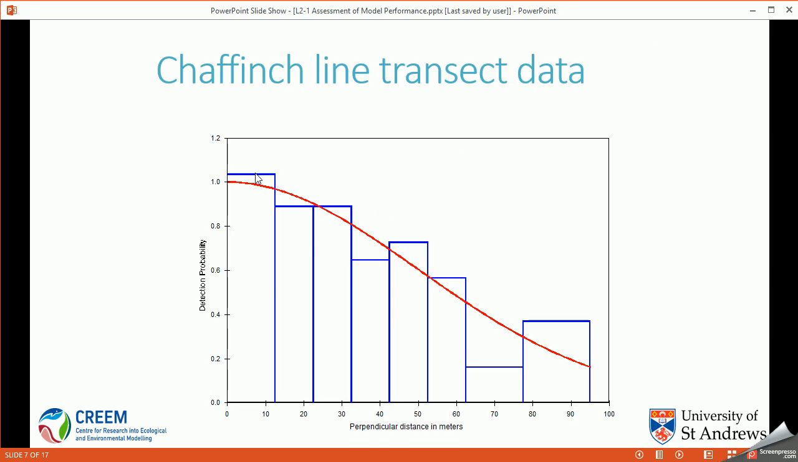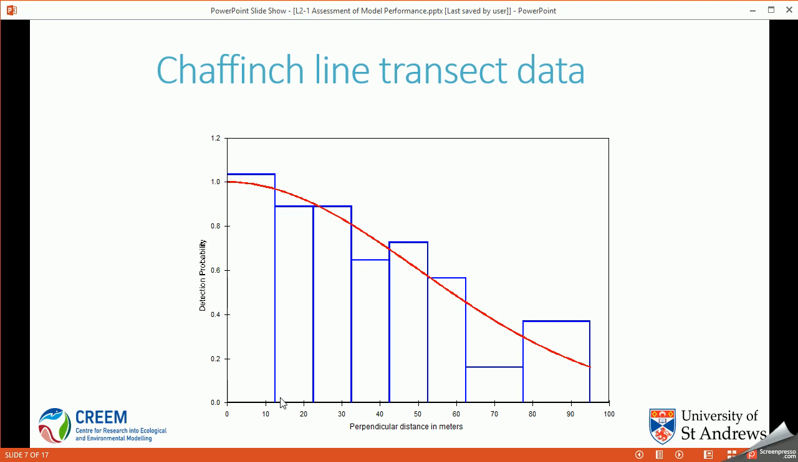Okay, let's look at a real data set. So this is a Chaffinch line transect data set. And the red line is our fitted detection function. And the histogram is the observed frequencies, so the n_i. Now just looking at this, visually you'd say that the fit looks pretty good, until you get to these last 2 intervals. And then the difference between the red curve, what you expect, and the blue curve, what you observe, gets pretty big for this interval and quite big for this interval. So the badness of fit, if it's happening, is happening most down in these intervals, and we'll come back to that in the next slide.